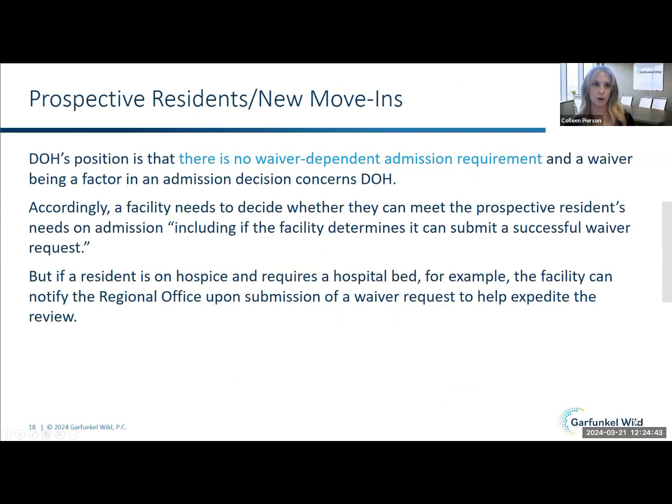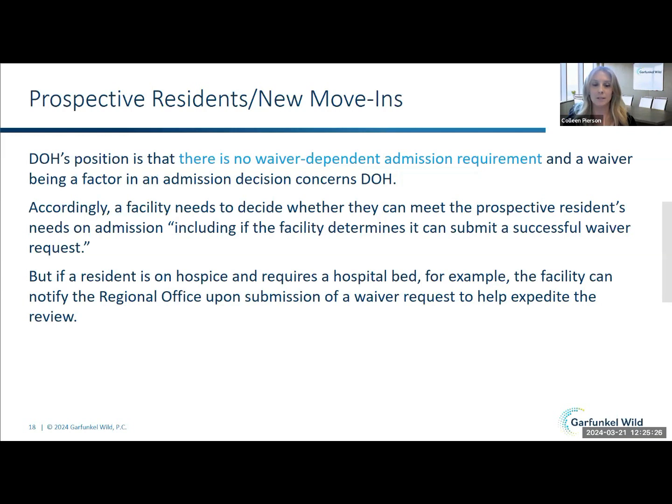So another big issue surrounds prospective residents. You have someone coming to the facility wanting to move in, and they might need a waiver for medical equipment. What do you do? The Department of Health's position is that there is no waiver-dependent admission requirement. And a waiver being a factor in an admission decision is concerning to the Department of Health. So what they're suggesting is that a facility needs to decide, can you meet your prospective residents' needs on admission, including whether you determine you can submit a successful waiver request or not?